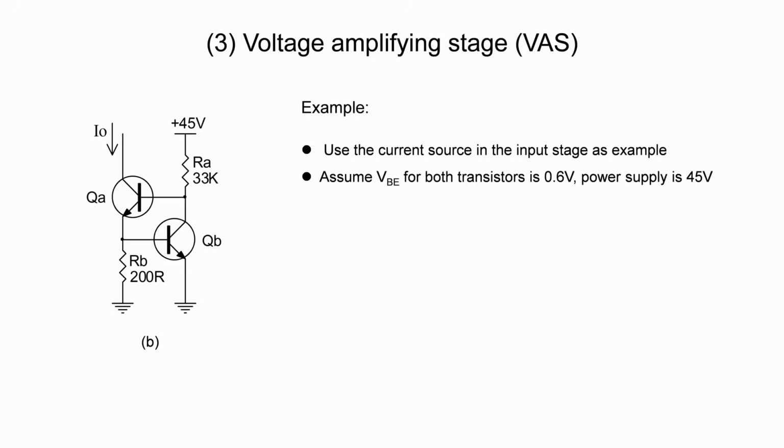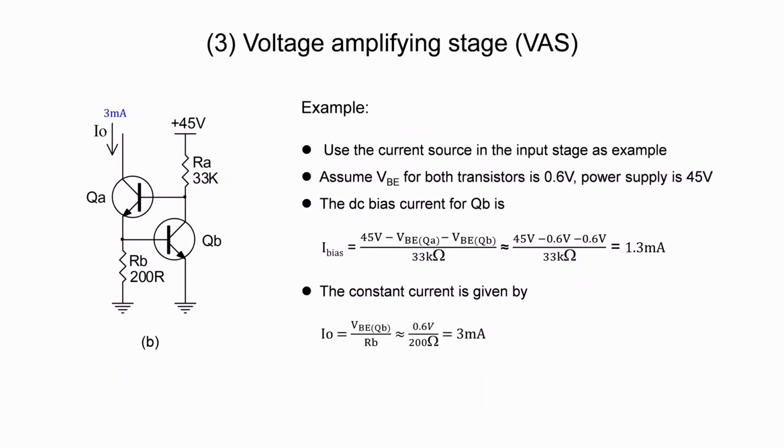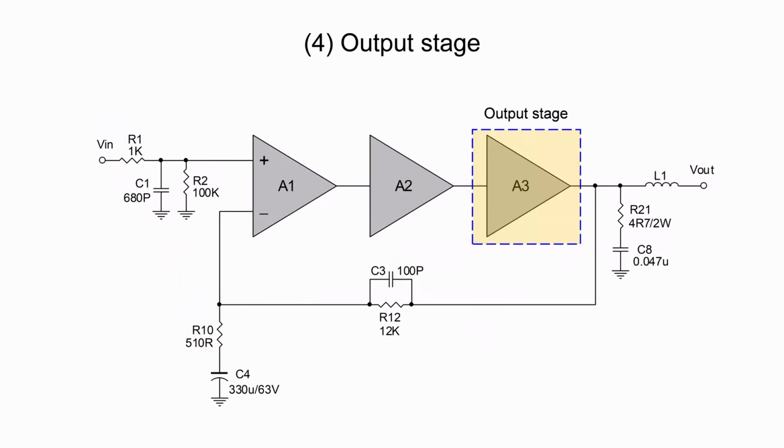Here, we have an example. We use the same resistor values from the input stage and assume the VBE for both transistors is 0.6 volt. The DC bias current for QB becomes 1.3 milliamps. Finally, the constant output current is 3 milliamps.